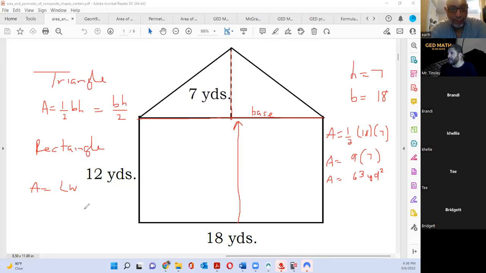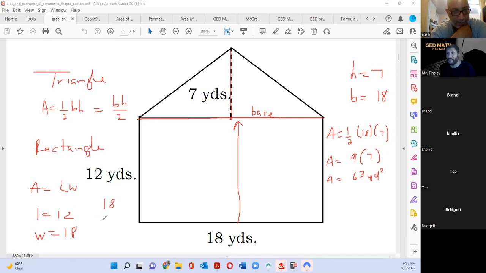Length times width. What is the length? 18? Well, can the length be 12? Don't the length and width make a difference if you're multiplying? Listen, it doesn't really make a difference when multiplying, it just depends on the orientation of the shape. Width is how wide something is. So in this case, the length here is 12, right? Because it looks like a house, so we know the length is 12. And the width is what? 18. So what's 12 times 18?